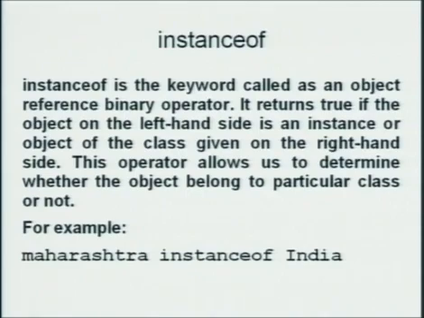Maharashtra instanceof India. Maharashtra is the name of the object. India is the name of the class. The instanceof operator is written in between them. When the Maharashtra object is created by the class India, then it returns true. If it is not an object of class India, then it returns false. This is how the instanceof operator is used.